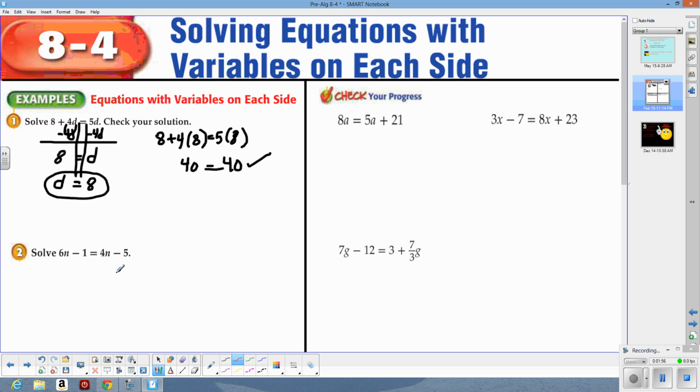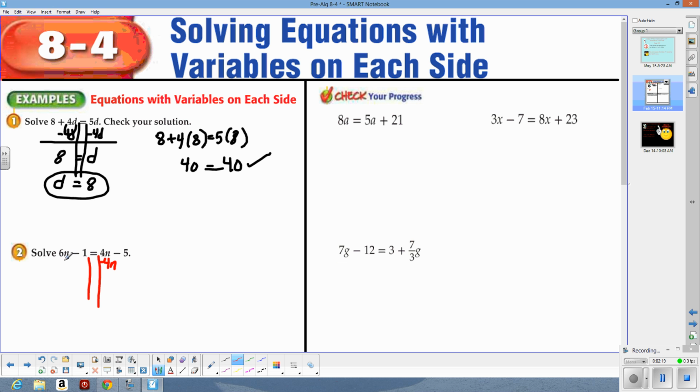In our next example, 6n minus 1 equals 4n minus 5. Once again, those alarms are going off because I have variables on both sides. I need to get rid of one of them. You can either get rid of the 6n or the 4n. It doesn't matter which one you choose to get rid of, but I'm going to choose to get rid of the 4n by subtracting 4n.